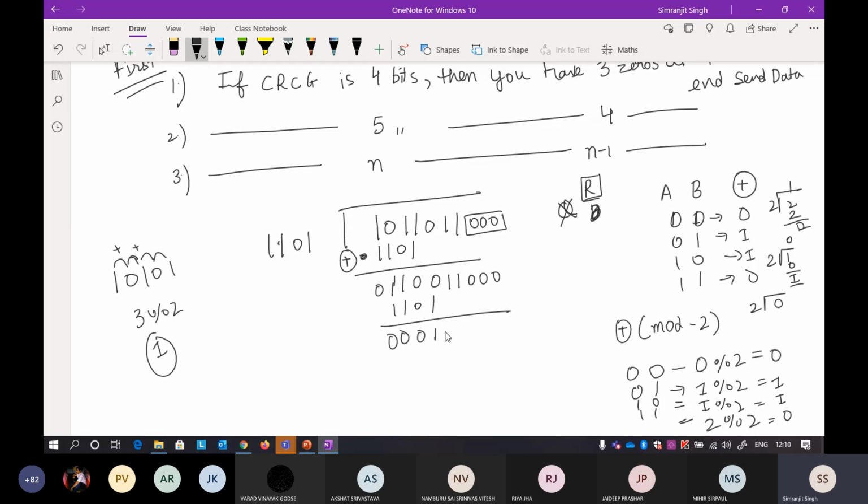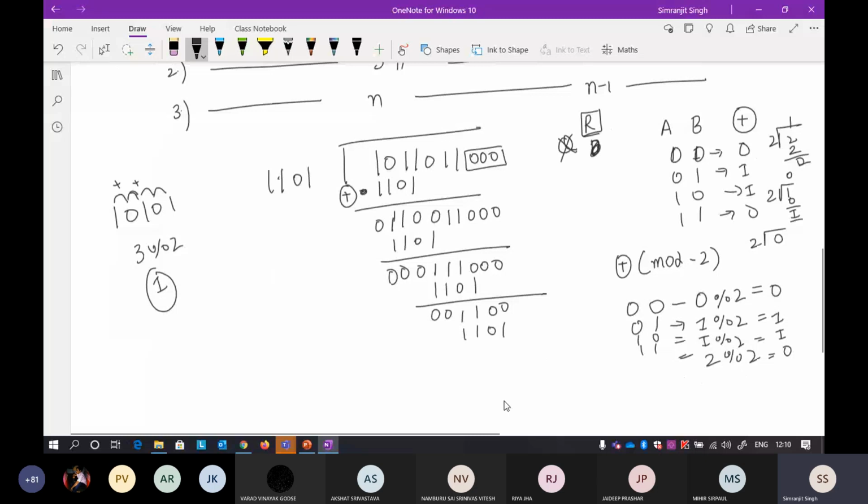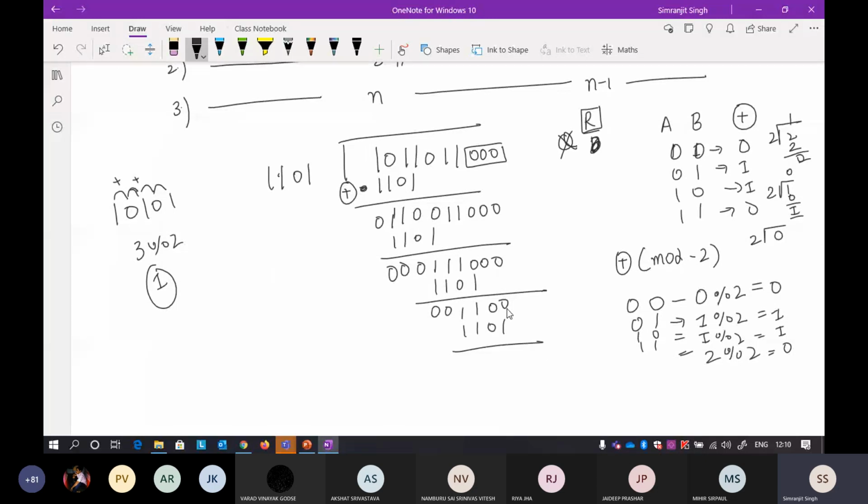Again write everything that is there. Again write the same thing 1 1 0 1. Again here different 1, different 1, 0, 0, and then you write the same thing here. So it is 1 1. Again write the same thing 1 1 0 1 here. You will get different here is 1, same 0, same 0, same 0.